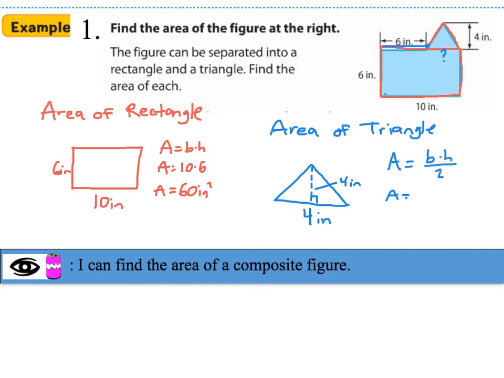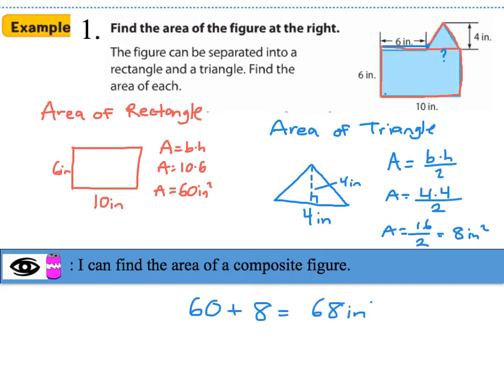Let's plug it in, and we're going to divide it by 2. So 4 times 4 is 16. And 16 divided by 2 is equal to 8. So the area of the triangle is equal to 8 inches squared. So to figure out the entire area, I can take 60, which is the rectangle, plus 8 to get 68 inches squared for this entire composite shape.